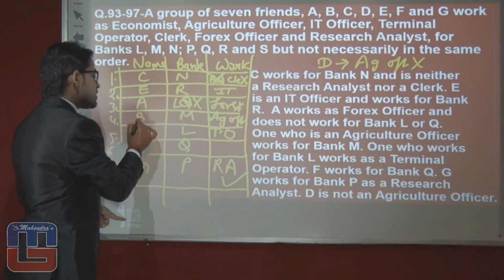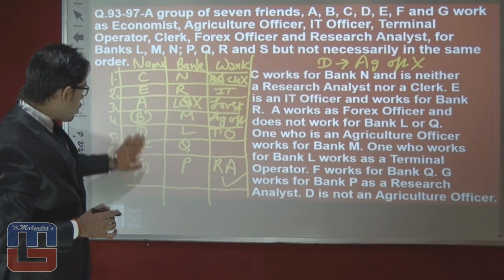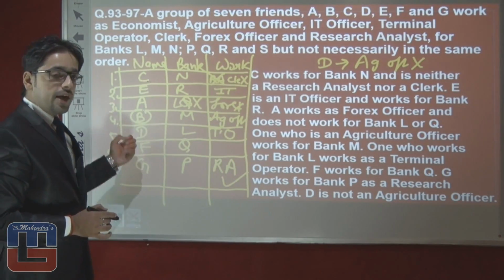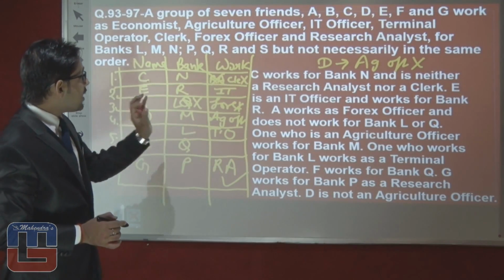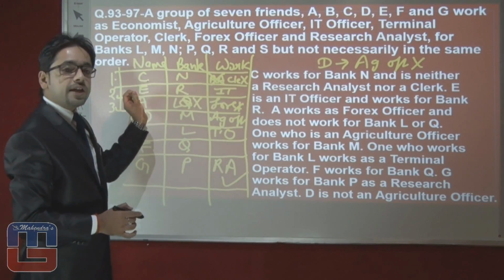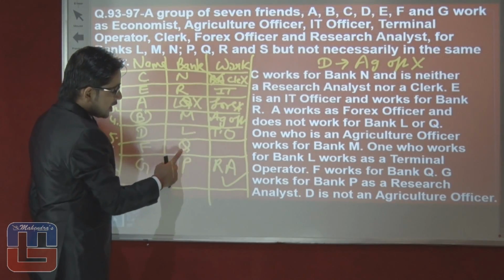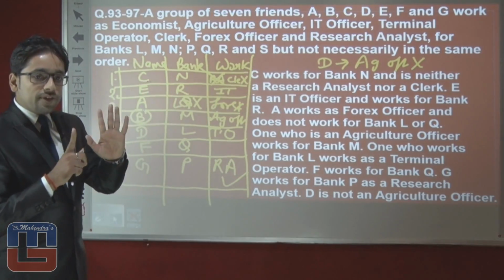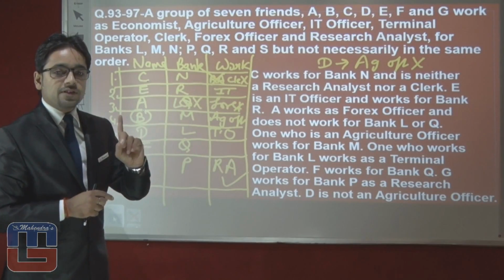B can exist in this place. So we can say that this is the right path of A, B, C, D, E, F and G. We have already mentioned the names. Now we have to identify the correct bank for each of these persons: N, R, M, L, Q and P. Out of 7, 6 bank names we have already considered. Only 1 name is skipped.